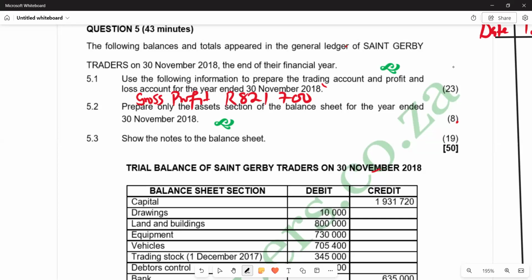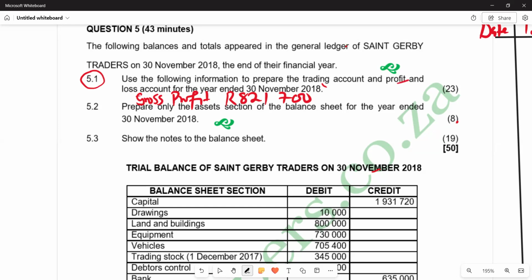5.1 reads: use the following information to prepare the trading account and profit and loss account for the year ended 30 November 2018. So this is what we have, and we are only going to be looking at the preparation of the profit and loss account.